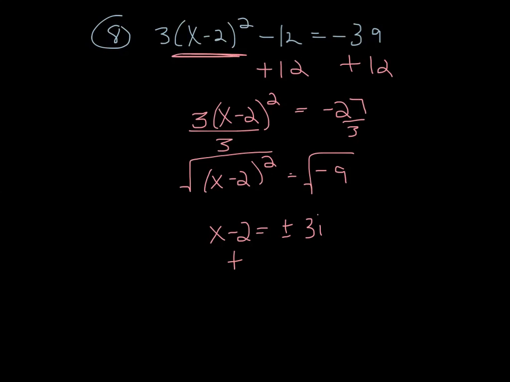And then I'm going to add 2, because that's the last thing that we need to do to get x by itself. And since 3i and 2 aren't like terms, we're just going to write it as 2 plus or minus 3i. And that's our answer.